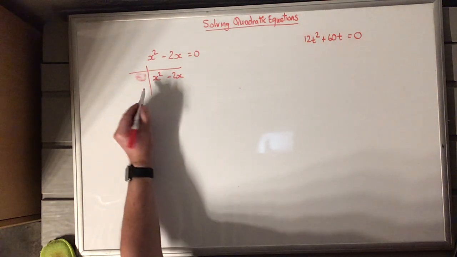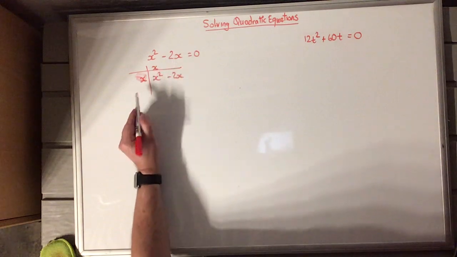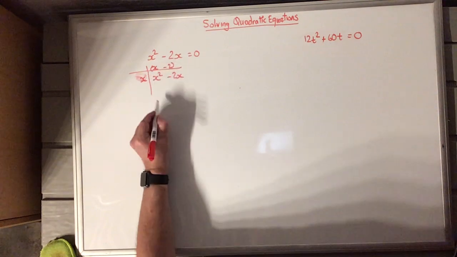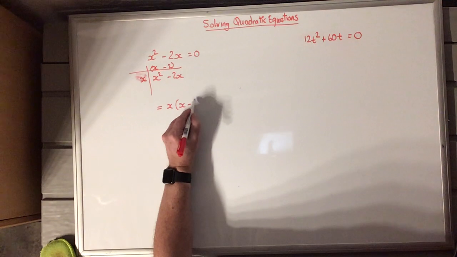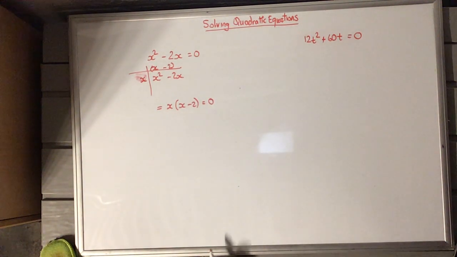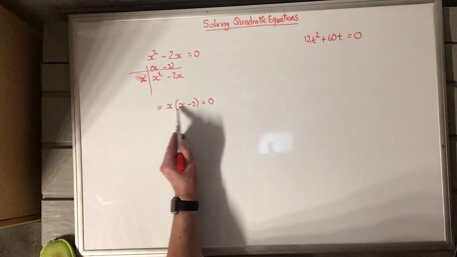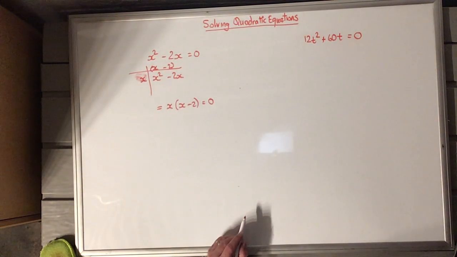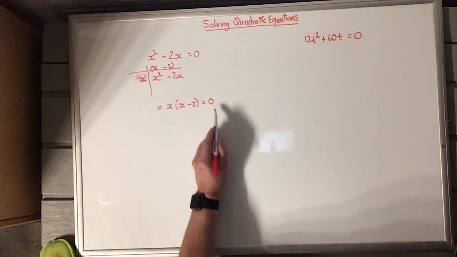Take out a common factor. A common factor is x. Something times x gives me x squared, so that's going to be x. x times something gives me negative 2x, so negative 2. So factorising, we get x bracket, x minus 2, close bracket, equal to 0. Now remember what we've done there. We've changed an addition or subtraction type sum into a product, something times something else.